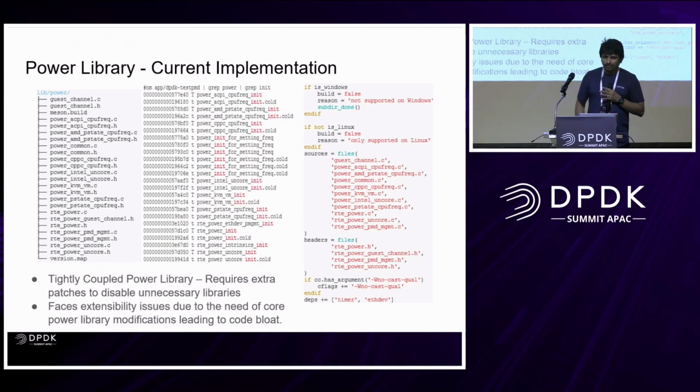And looking at the build infrastructure, things like that, yeah. So if you wanted to disable certain things, you need to make changes to the build infrastructure to explicitly remove it. Again, you have to do patching, things like that. But that is one problem.